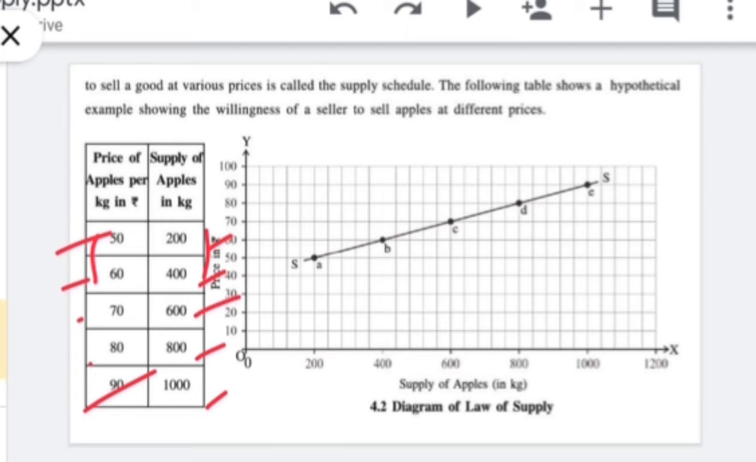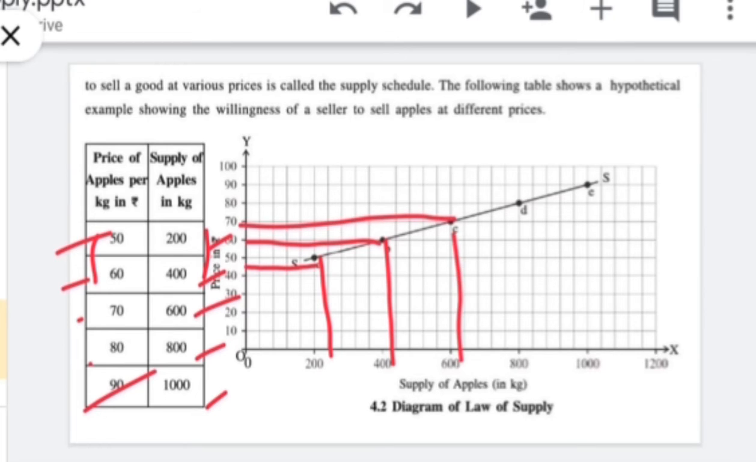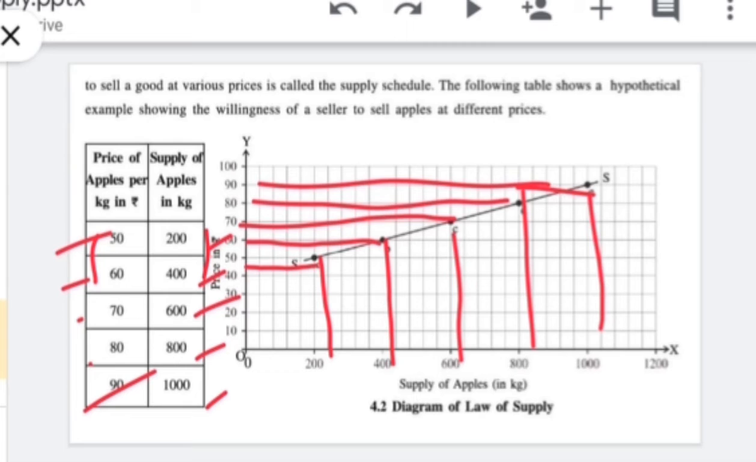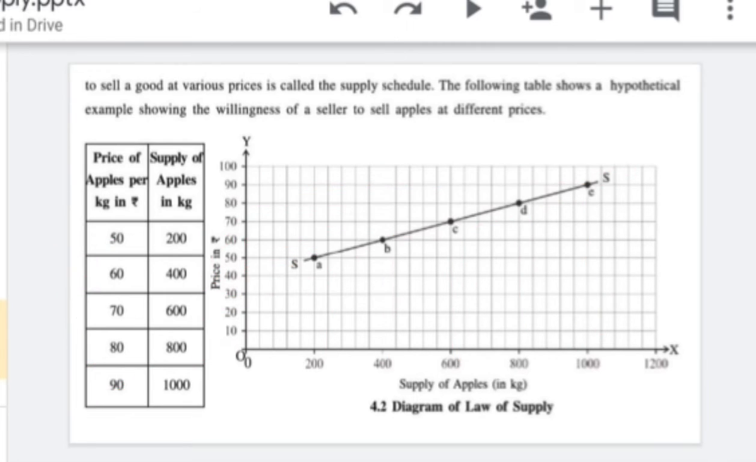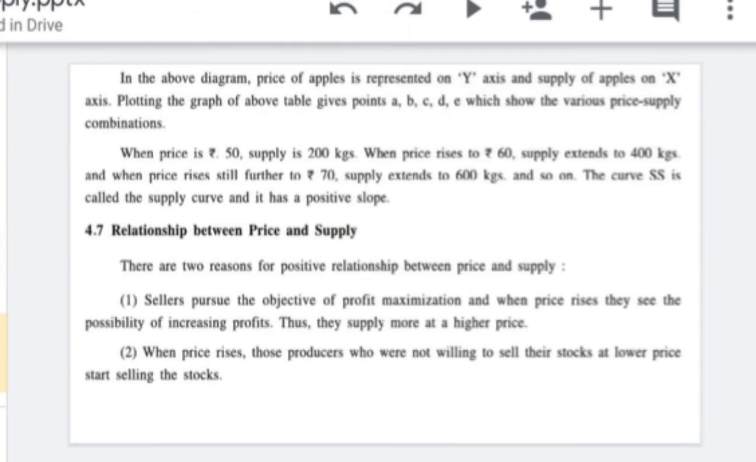So here, when the price is 50, supply is 200. When the price is 60, supply is 400. When price is 70, supply is 600. When price is 80, supply is 800. When price is 90, supply is 1000. So in this way, the supply curve is made. So in this we have seen.